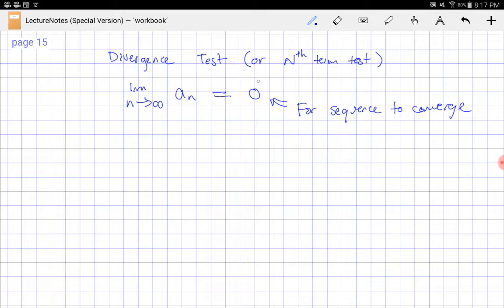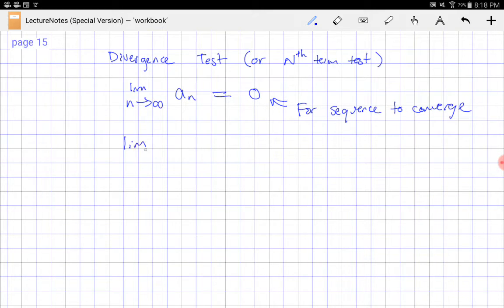However, if this condition is met, it does not mean that the series will converge, but this condition has to be met for the series to converge. So this is a criterion that a converging series must meet, but it is not the only criterion. A converging series will have to meet this criterion and some other criterion for it to converge. However, the alternate can be said.